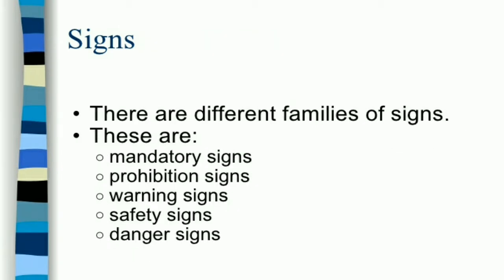There are different families of signs, and these are mandatory signs, prohibition signs, warning signs, safety signs, and danger signs. There are many types of signs. So now let's learn about the different types of signs.